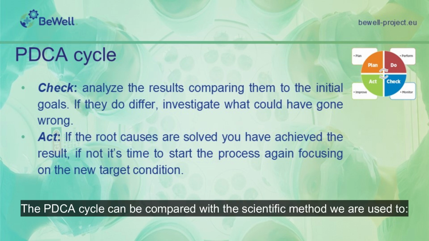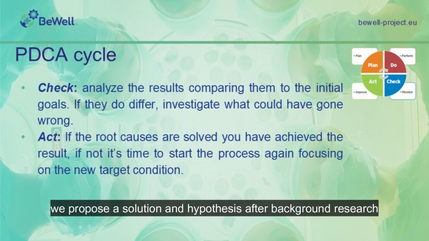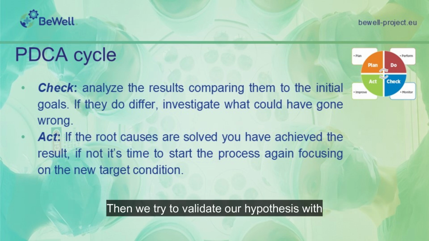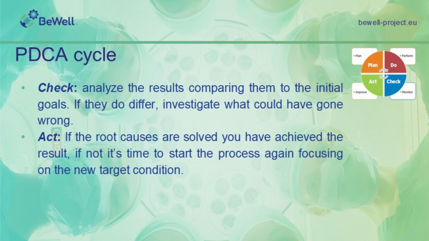The PDCA cycle can be compared with the scientific method we are used to. We propose a solution and hypothesis after background research, and then we try to validate it through experience and collecting the data. Then we try to validate our hypothesis with experiments, collecting and analyzing the data.